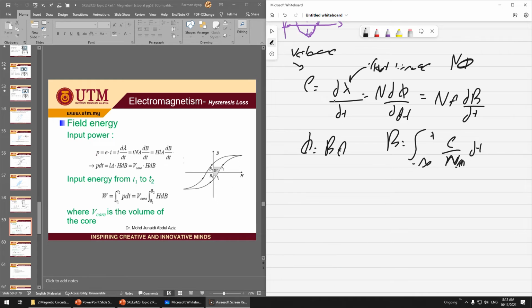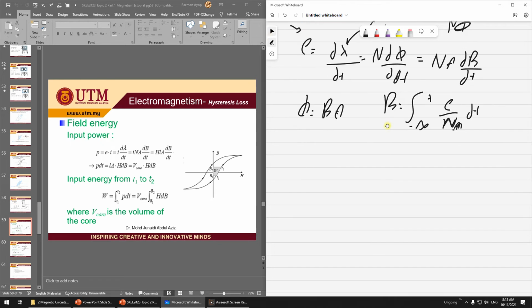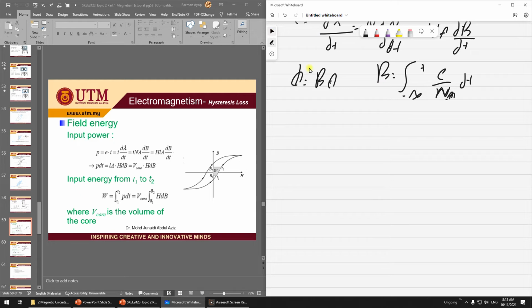Okay, so basically why we want to do this is we want to derive the area under the curve. This one usually comes out in the theory part. Make sure you try to understand how to derive this.